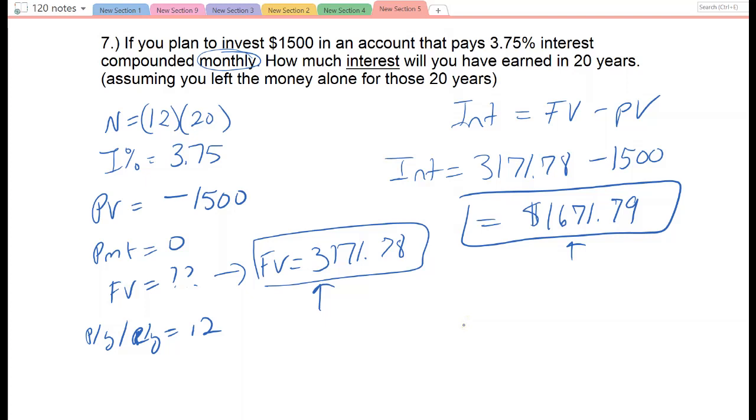Remember, this is the extra, right? You have $3,171.78. $1,500 of that is your out-of-pocket money. $1,671 of that is the interest that the bank or the investment gave you. All right, the 3.75% interest.